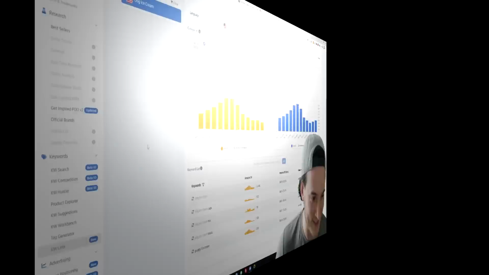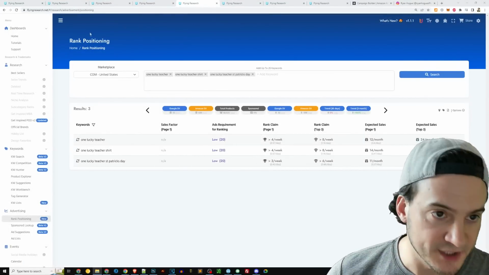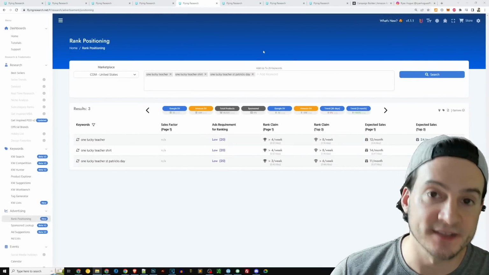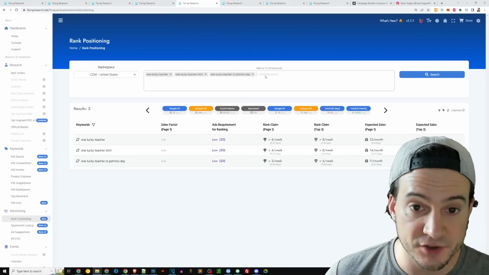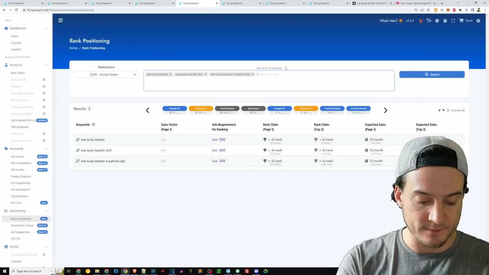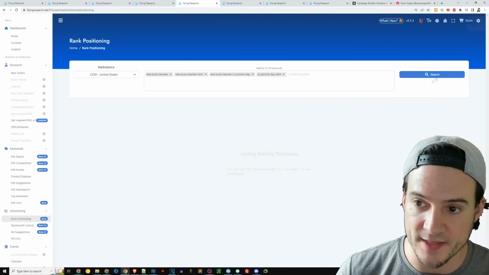5 micro chihuahuas. Let's jump on over to the advertising module. The first tool is called rank positioning. Here you can add your various keyword sets. So you can see I added one lucky teacher shirt, one lucky teacher St. Patrick's Day. I can do one more, St. Patrick's Day shirt. Let's just keep one generic, okay? And then I'll hit search again.